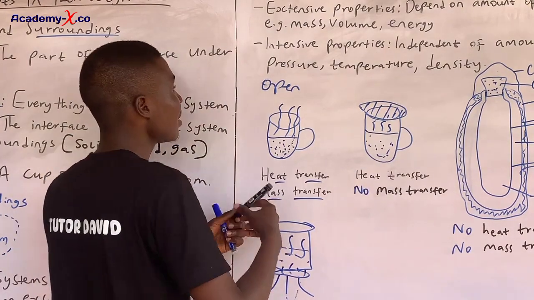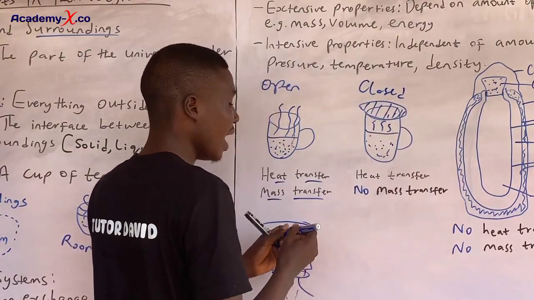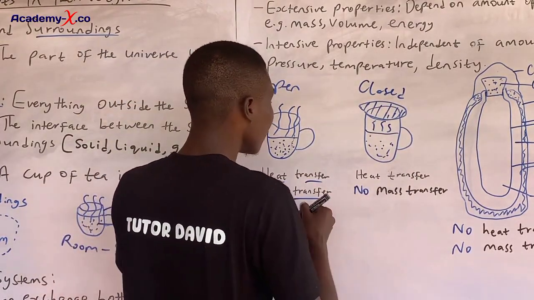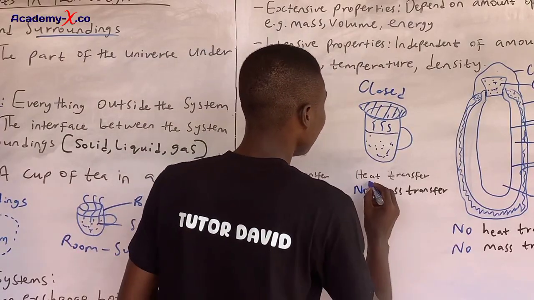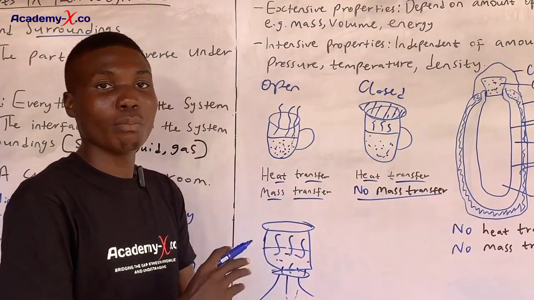So in a closed system, you have exchange of energy. Most times it's usually in the form of heat, but there is no exchange of matter. There's no mass transfer.